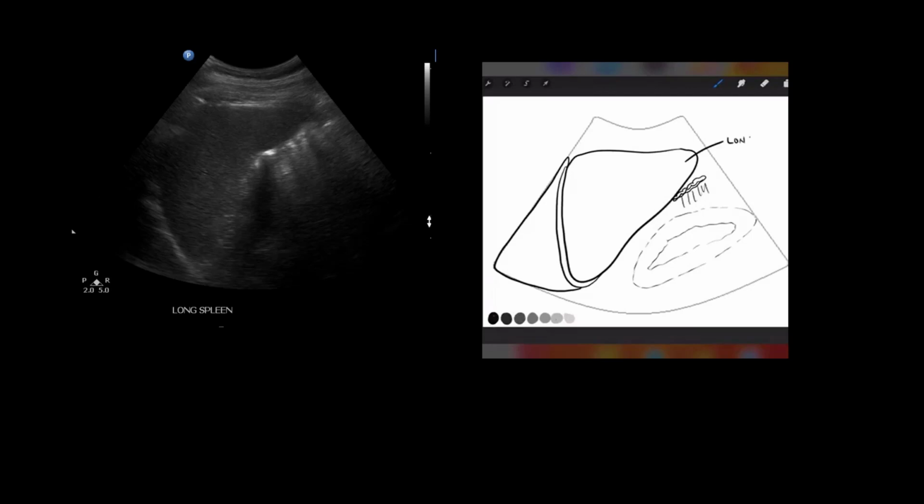Labeling the picture, this is the long spleen image. So we have our long spleen. We also have our diaphragm. The pleural space. Bowel, and the left kidney.